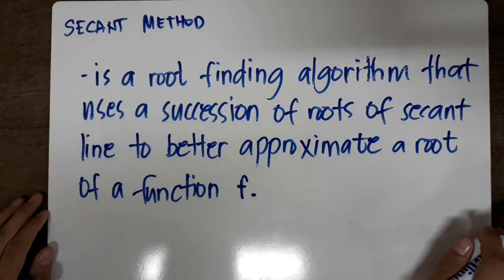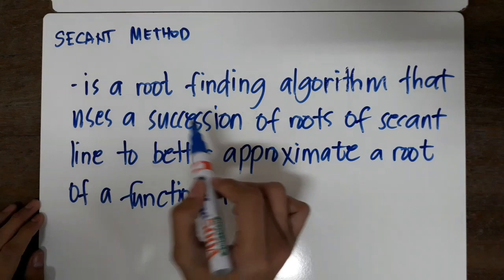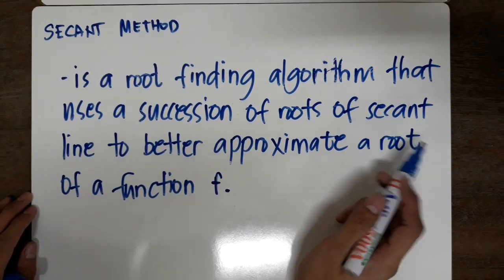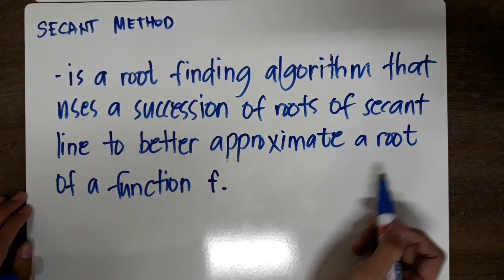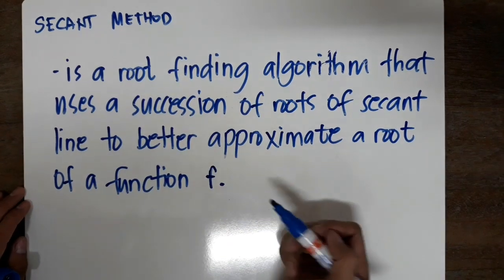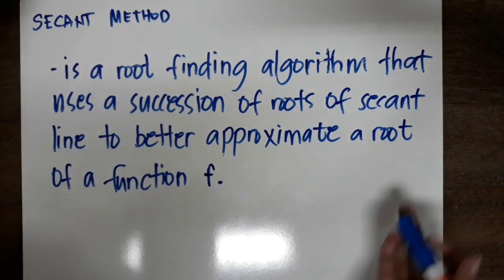Today I'm going to discuss the secant method. The secant method is a root finding algorithm that uses a succession of roots of secant lines to better approximate the root of a function f. Let's have an example, but before that, I'm going to show you the formula used in the secant method.